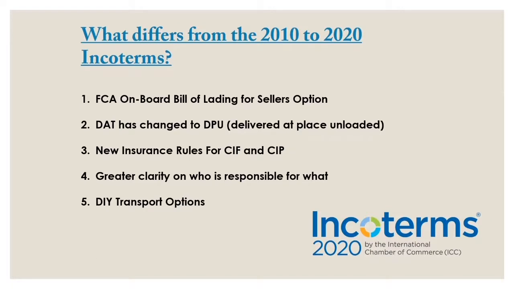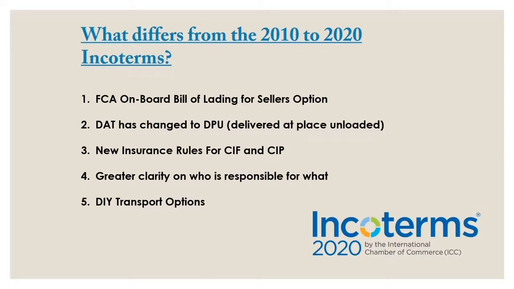Next is greater clarity on who is responsible for what. The new 2020 rules clarify which party, the buyer or seller, is responsible for customs clearance, which party is responsible for the payments, and who is to assume the risk and insurance costs. The new rules were rewritten to use less technical jargon and to be easier to understand. It tried to make the rules as clear as possible while still being legally enforceable in a multinational legal contract.